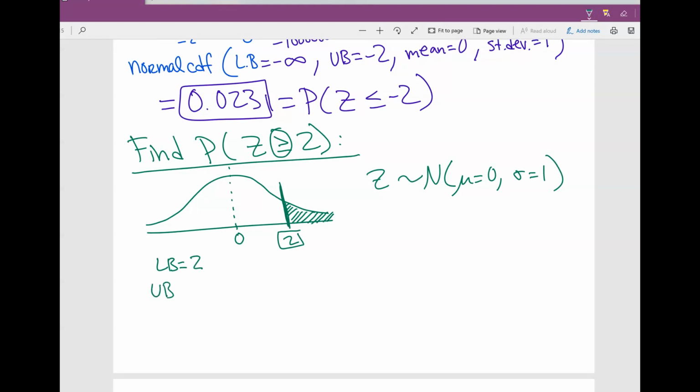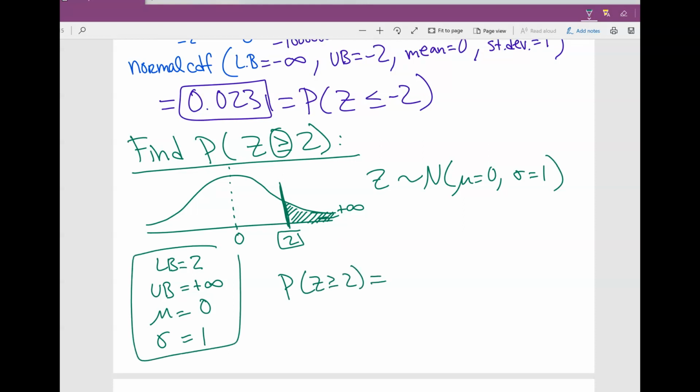What's going to be my upper bound? Well, notice that the area keeps increasing all the way to positive infinity. So my upper bound is going to be positive infinity. My mean, mu, is going to be equal to 0, and my sigma is going to be equal to 1. So the probability of z being greater than or equal to 2 is going to be equal to, all we got to do is put this information into my calculator. So let's go back to my calculator. Let's press second quit. We're going to put second data again, go over to distributions, go down to Normalcdf.